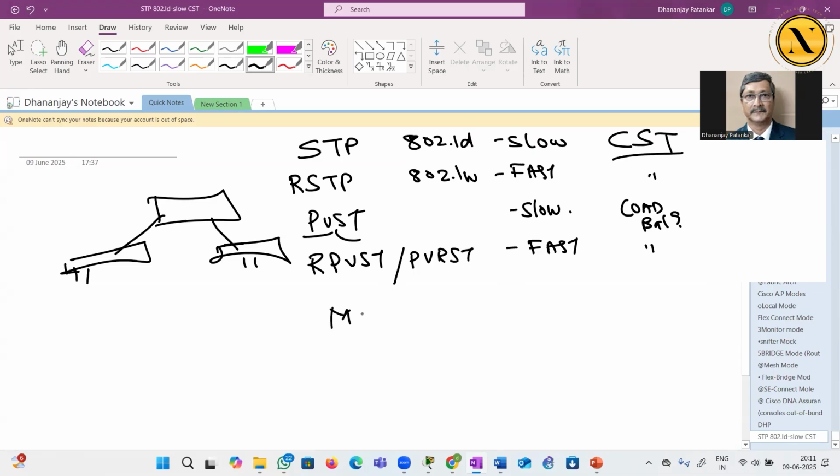And then finally, multiple spanning tree. So this we have seen, this is old and the rest are all enhancements of STP, right?